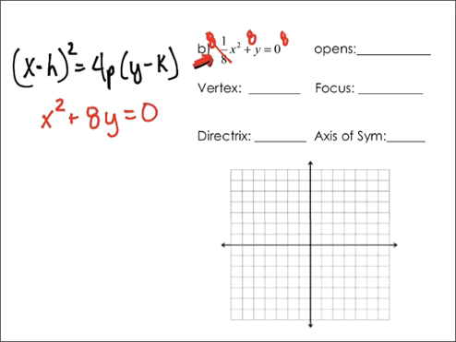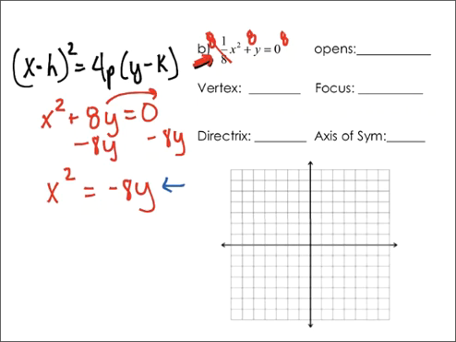Alright, again, I want the x squared to really be by itself. I want to isolate it, so I need to get this 8y over. So I need to subtract 8y from both sides. So here's my formula. X squared is equal to negative 8y. Alright, now I need to know which way it opens. So my trick before was look at the letter that is not squared. It's a y. Y's go up and down. So that means that this parabola will open up or down.